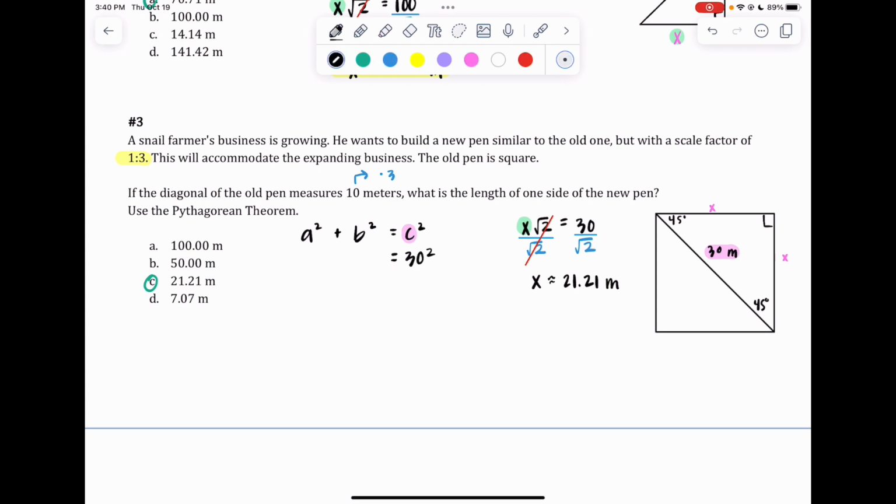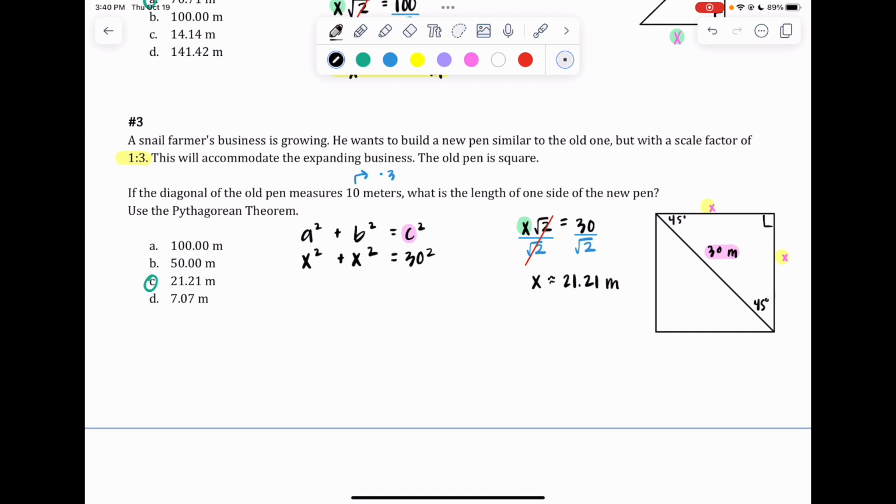So it'd be 30 squared. And then we don't know either of the legs, but what we do know is that they're the same. Because if it's a 45, 45, 90, those 2 45-degree angles mean that the 2 legs are also congruent. So we know that a and b have the same value. So I'm just going to put the same variable in for each one, and I'm going to use x. So it'd be x squared plus x squared equals 30 squared. And now we want to solve for x.